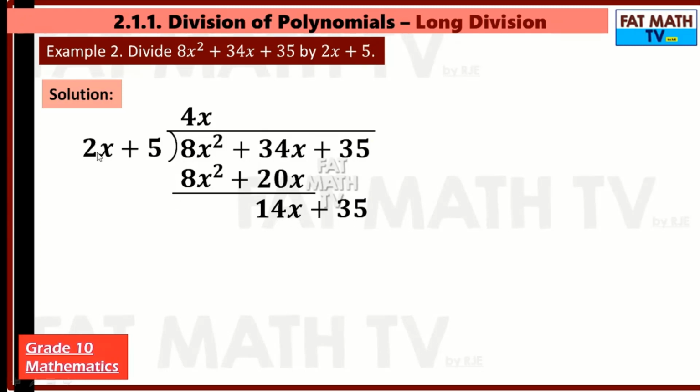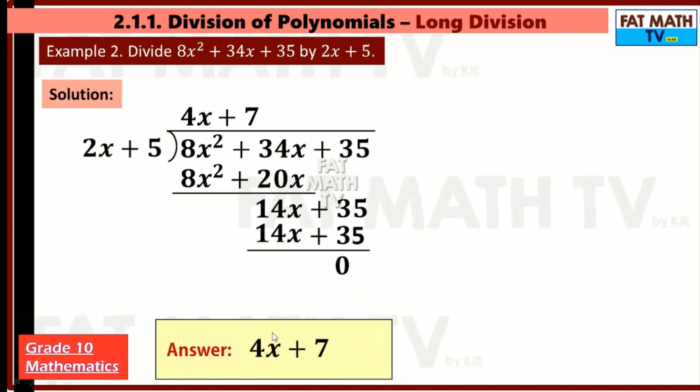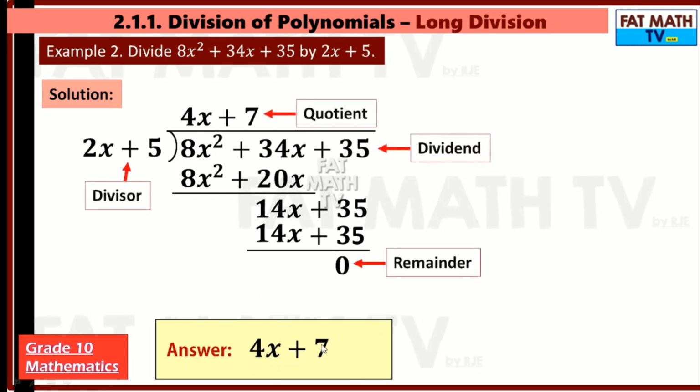14x divided by 2x, you will get positive 7. So 7 times 2x, 14x. 7 times 5, that's 35. And we have here again a remainder of 0. 14x minus 14x is 0. 35 minus 35 is also 0. So the answer is 4x plus 7. Okay? So we have here the quotient. The remainder is 0.